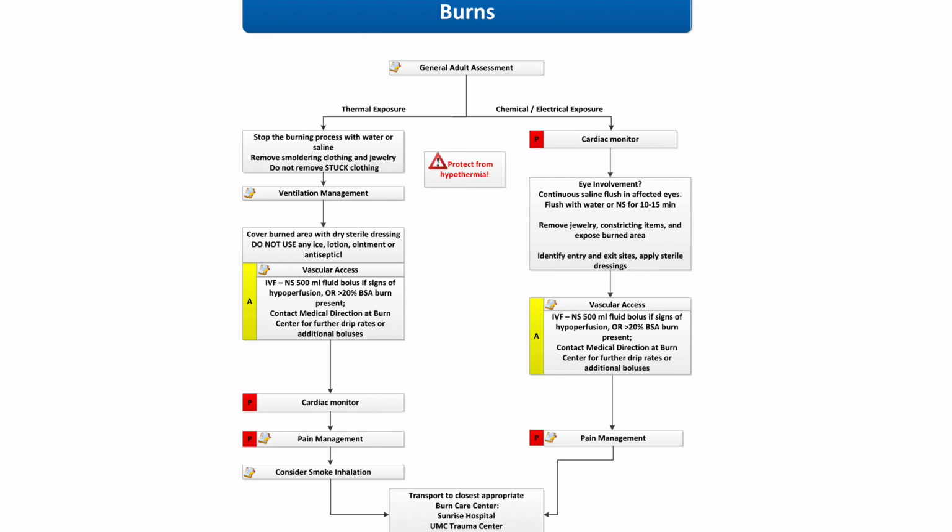As in the thermal exposure, if the patient is showing signs of hypoperfusion or they have more than 20% burn surface area present, then we're going to go ahead and initiate a fluid challenge with 500 milliliters of normal saline. And paramedics are going to initiate pain management. Now, all patients that meet burn criteria are going to be transferred to the closest appropriate burn center. Now, with this protocol update, Sunrise Hospital is now listed as an approved burn center in addition to UMC.